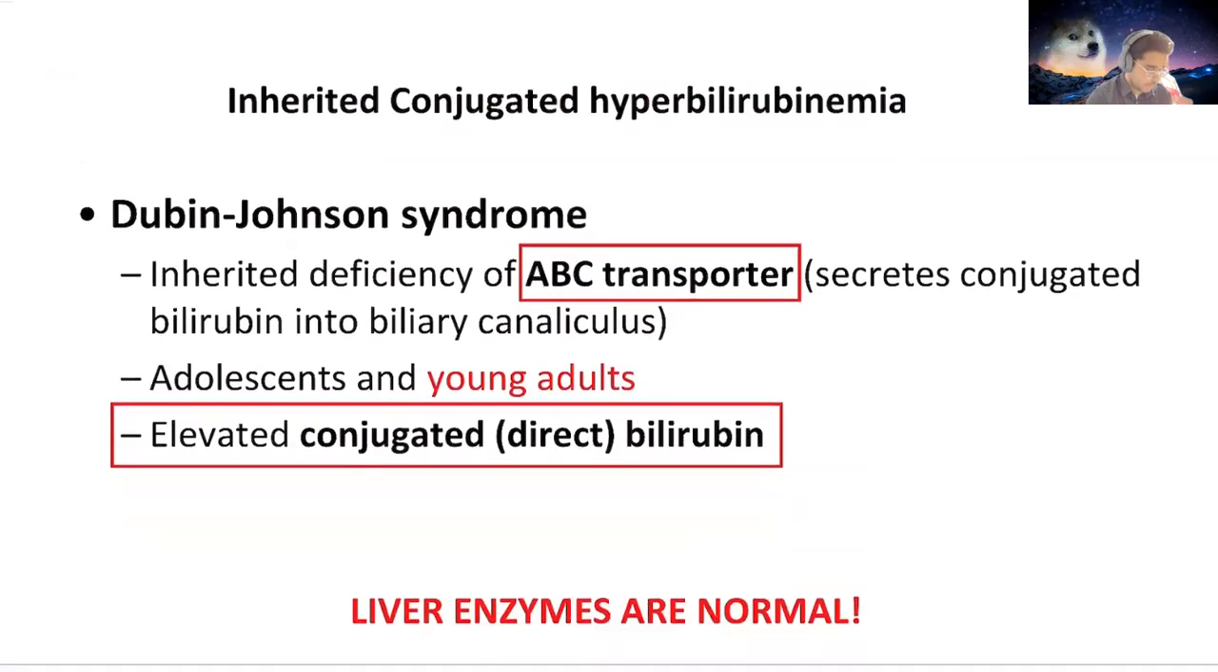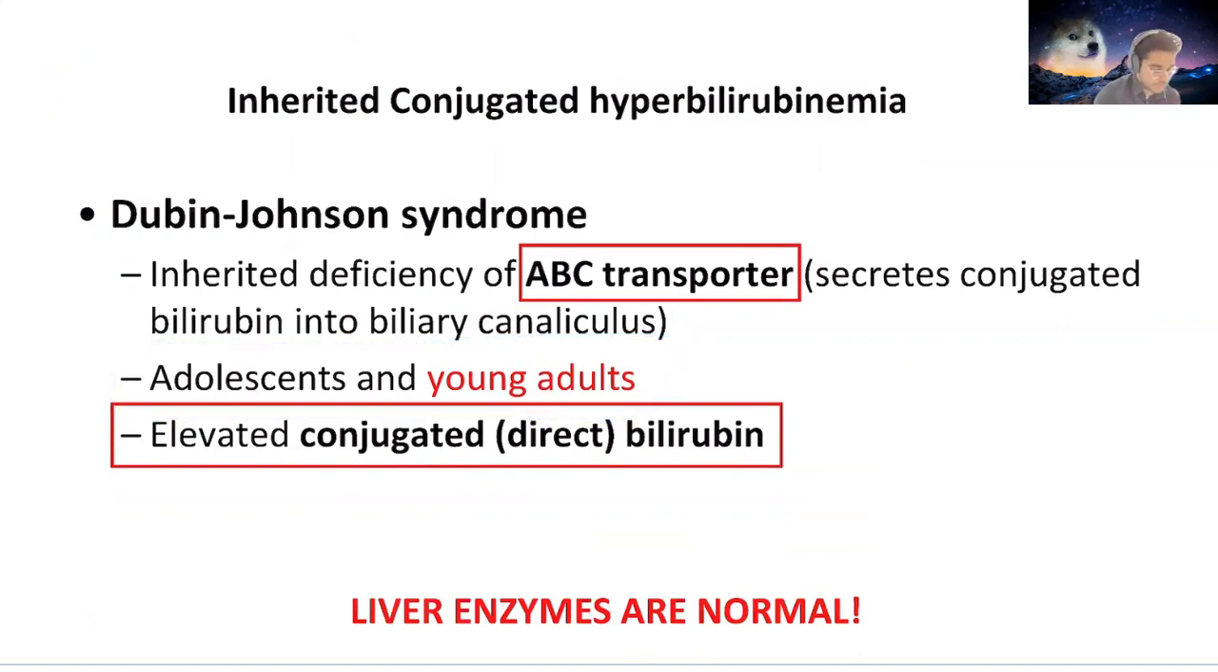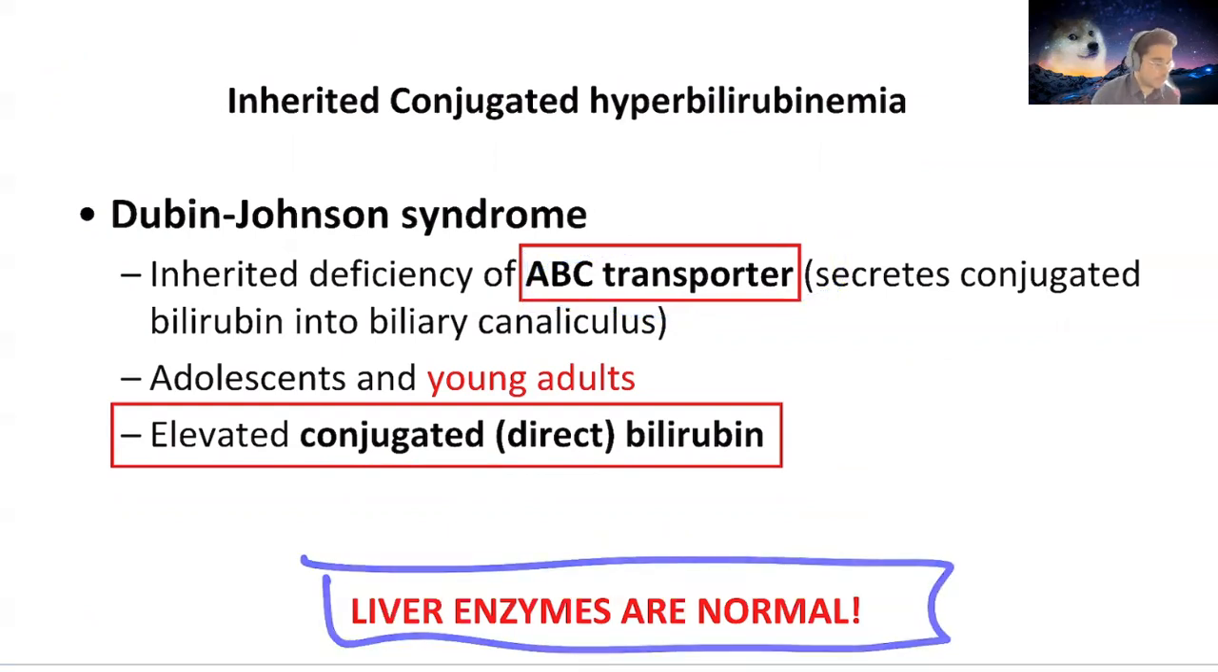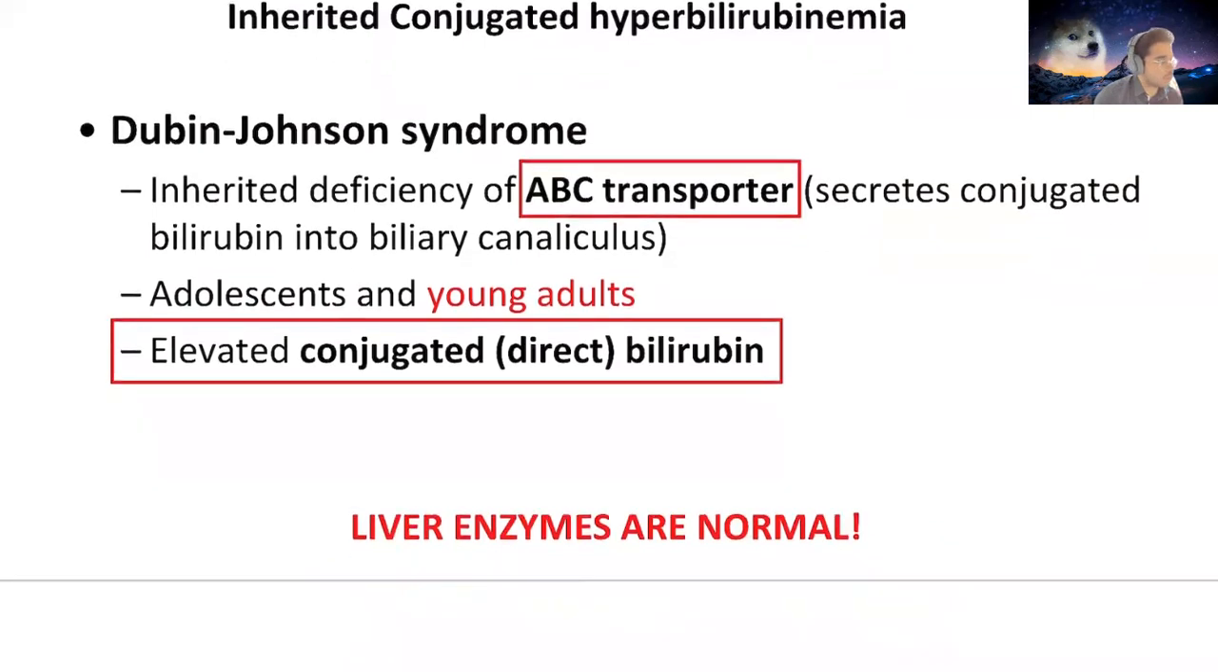It's conjugated direct bilirubin that's elevated. I would also spend time learning direct versus indirect because it's just a synonymous term for conjugated versus unconjugated. Okay, this is adults, as well as adolescents, ABC transporter implicated. Liver enzymes are normal. Know that very well. You would see elevation in both.